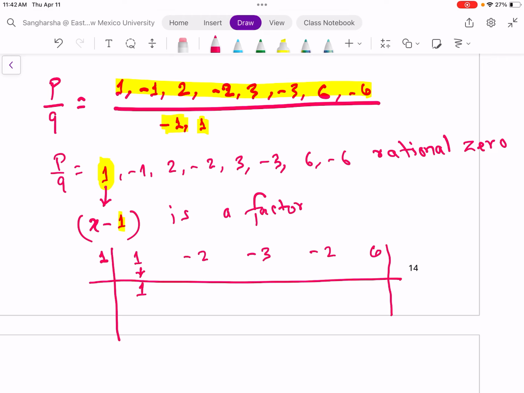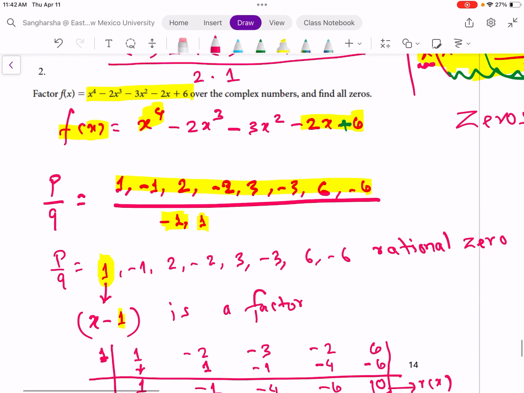Okay. 1 times 1 is 1. Write down below the next coefficient. -2 plus 1, that is -1. Multiply with 1. So we get -1. So this is -4. -4 times 1, -4. We have -6. -6 times 1, -6. We have 0. So this is r of x. Okay. Now our function is f of x.